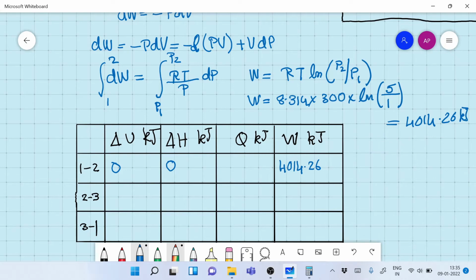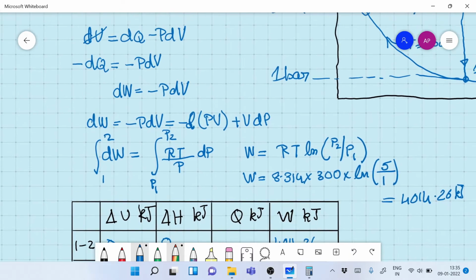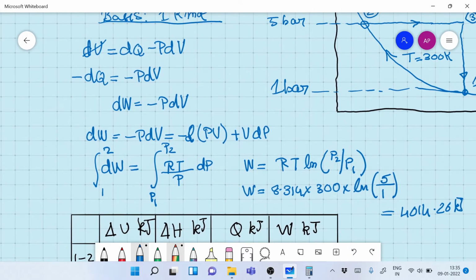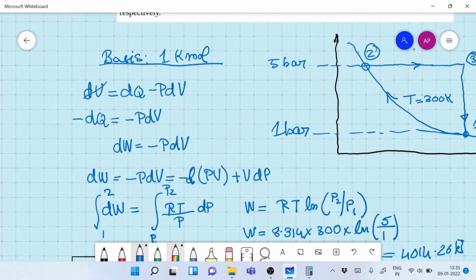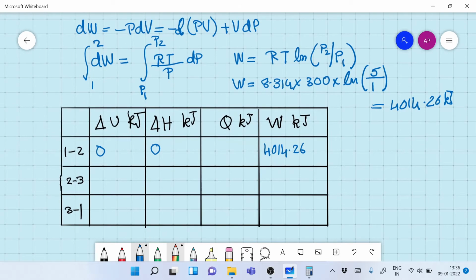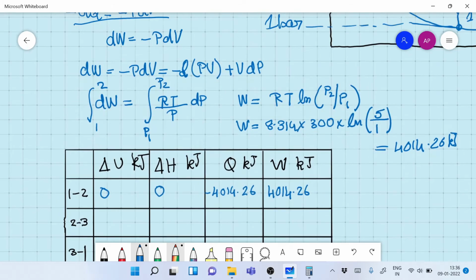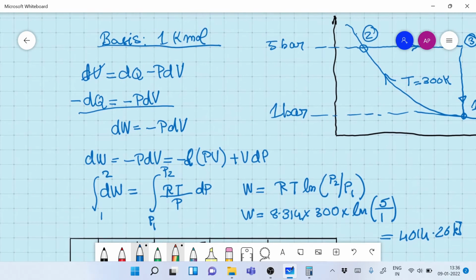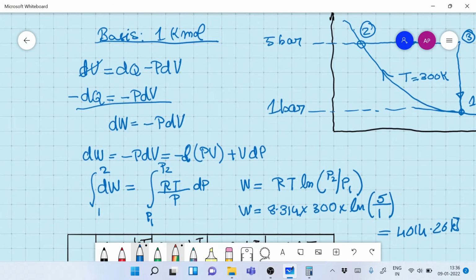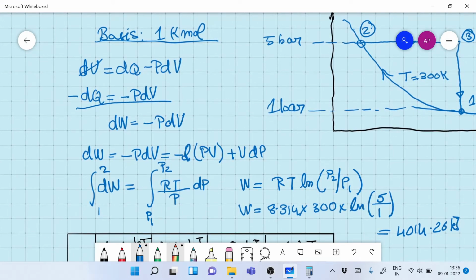Now, what would be the heat given? The heat given will be exactly the opposite of it, as shown here. It is the opposite of the work done. Therefore, the heat given is going to be minus 4014.26. So we have solved the values for the first process.